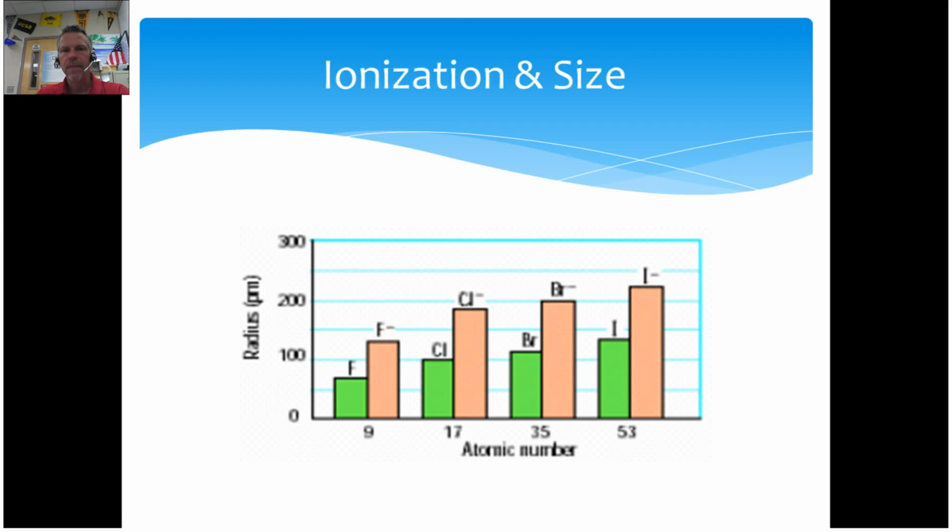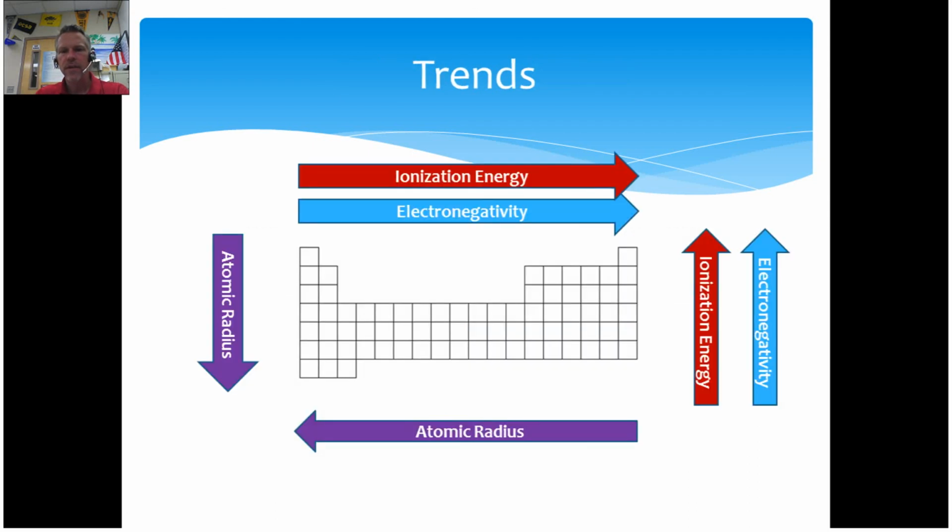All right. The last slide here is a summary slide, and it shows the trends across the periodic table for ionization energy here in red, for electronegativity in light blue, and for atomic radius in purple. I don't try to show the trends in ionic size that we just got done talking about because they're more complicated. So I would refer you to the previous two slides to review the trends for those.